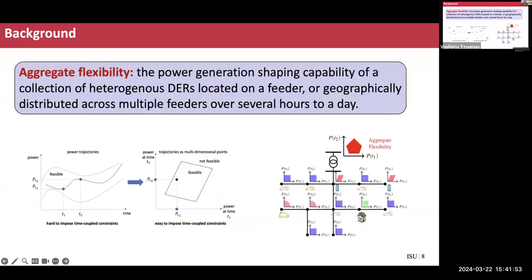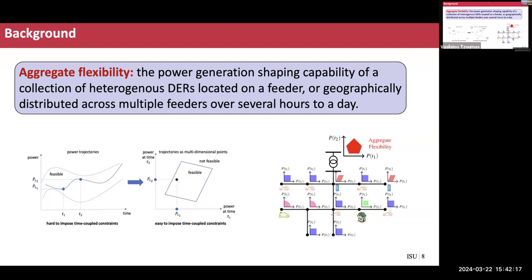So we talk about aggregate flexibility. What is aggregate flexibility? Aggregate flexibility is the power generation shaping capability of a collection of heterogeneous DERs located on a feeder or geographically distributed across multiple feeders over several hours to a day.